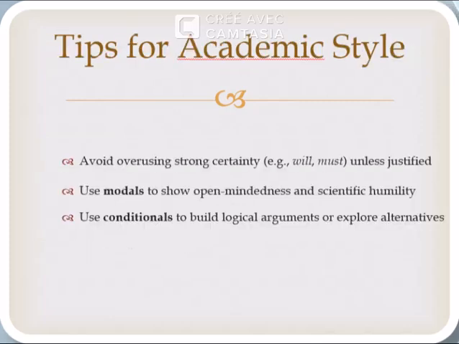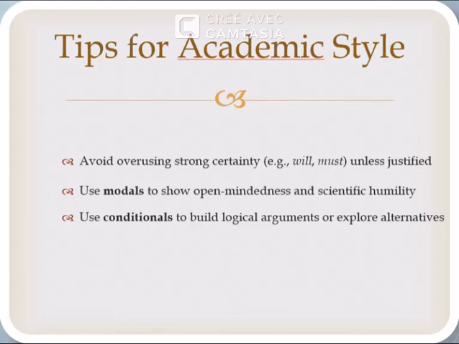And here, some tips for academic style. So, we can say important tips for maintaining a strong academic style in writing. First, try to avoid overusing strong certainties such as will or must, unless you are absolutely sure and can justify it. Strong claims without strong evidence can make your writing seem biased or overly confident.